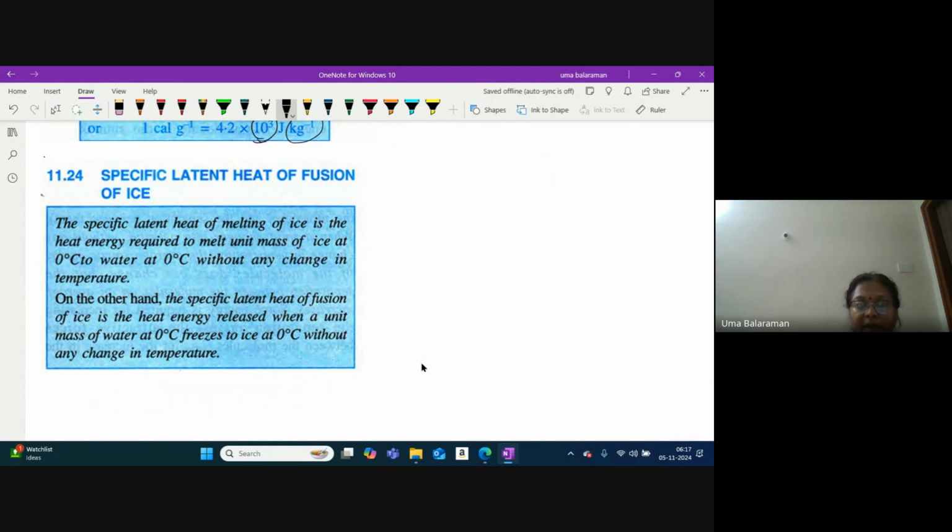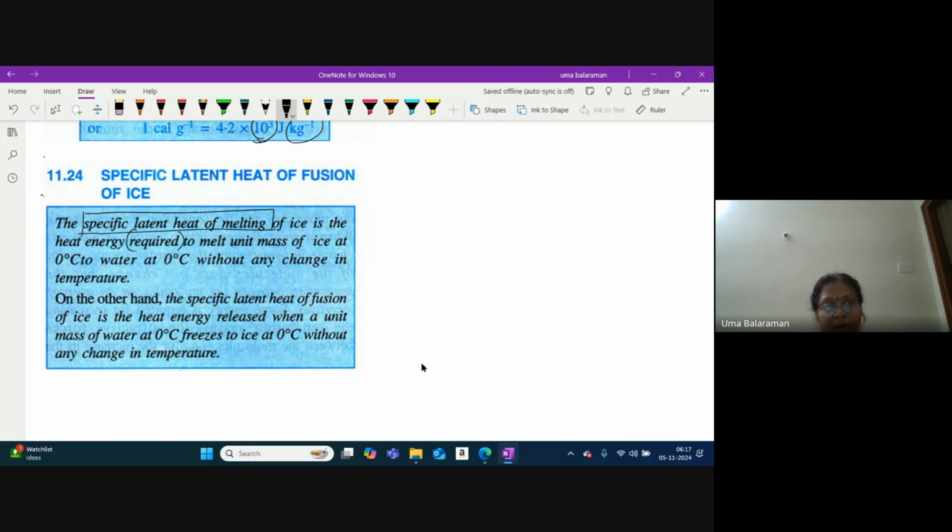Specific latent heat of melting is the heat energy required. So if they ask specific latent heat of melting, then no need to write melting or fusion. Just write heat energy required to melt unit mass of ice at 0 degrees Celsius to water at 0 degrees Celsius.